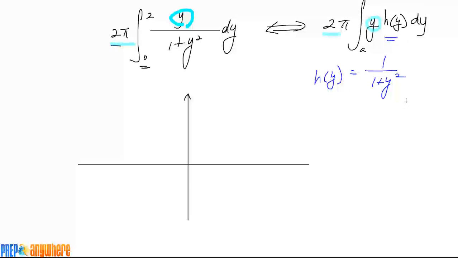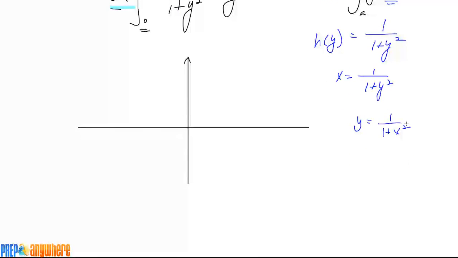Okay, so let me let that be x. Let me switch the x and y. Okay, so some of you may know that this is a graph that looks like this. Because 1 plus x squared is strictly positive, it never goes below the x-axis. And it's got an asymptote as the x-axis. It looks something like that.